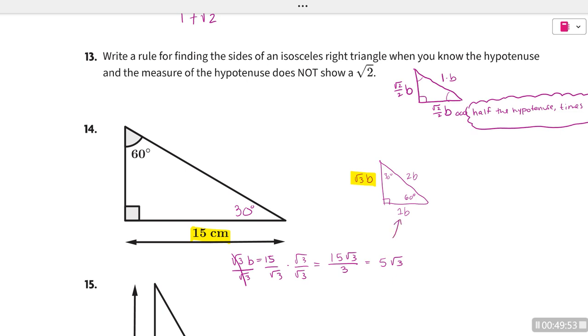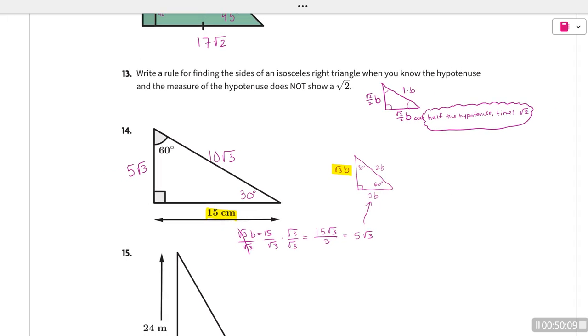So that's going to go right on the side across from 30. So 5 square root 3. And remember, the hypotenuse is double this. So 5 square root 3 times 2, that gives us 10 square root 3.